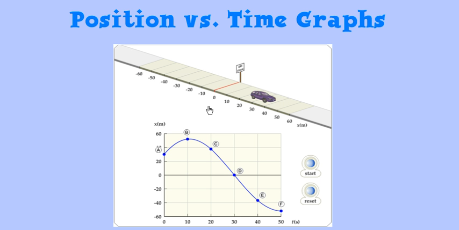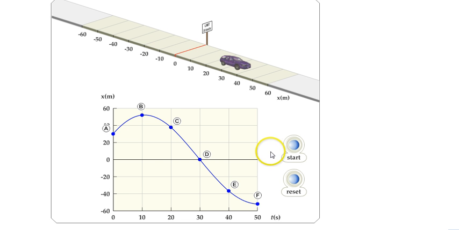What I would like you to do right now is pause the video and, in words, attempt to describe what the car will do as it follows along the line on the position versus time graph. Now that you've made a prediction as to what motion the car will have, let's test your prediction. I'm going to hit start here, and the car is going to move along with the motion of the graph.